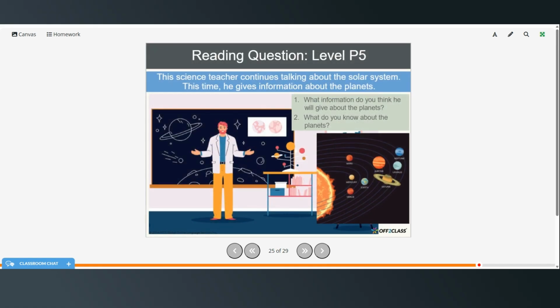And this science teacher continues talking about the solar system. This time he gives information about the planets. So what information do you think that he will give about the planets, and what do you know about the planets?